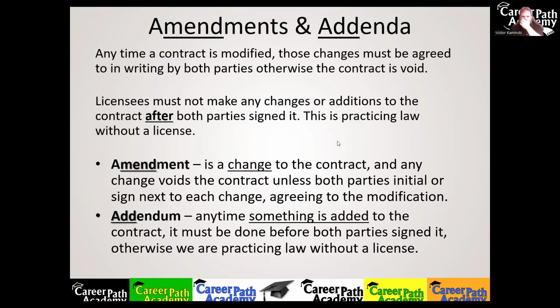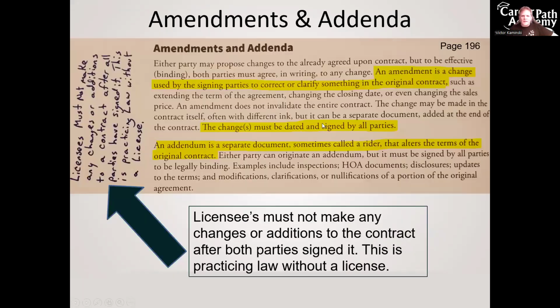All right. So amendments and addenda, we could highlight that stuff here. And I wrote some chicken scratch here in the side. This is what I wrote in the side, what you see in the box down here at the bottom. Licensees must not make any changes or additions to the contract after both parties signed it. This is practicing law without a license.